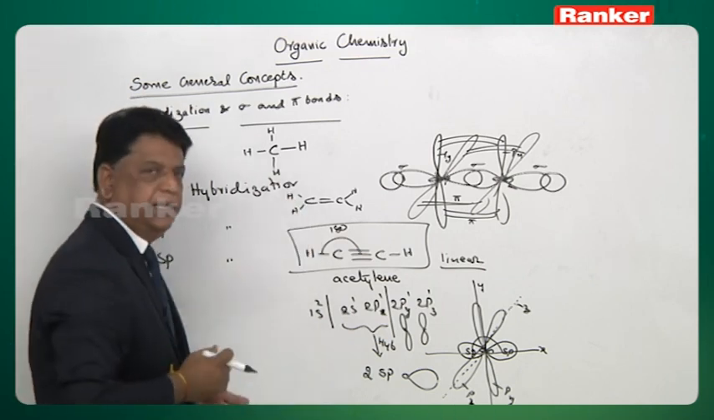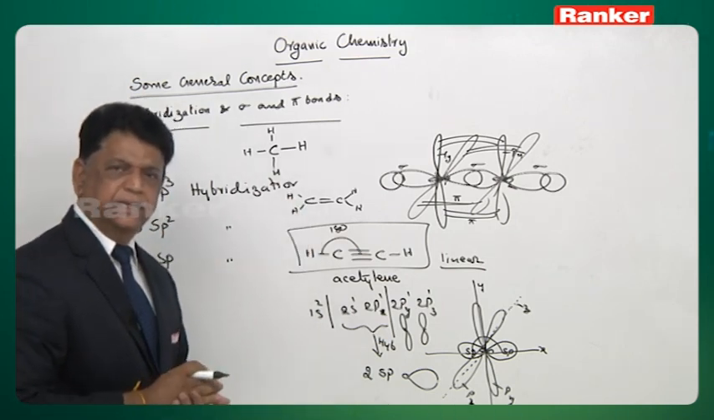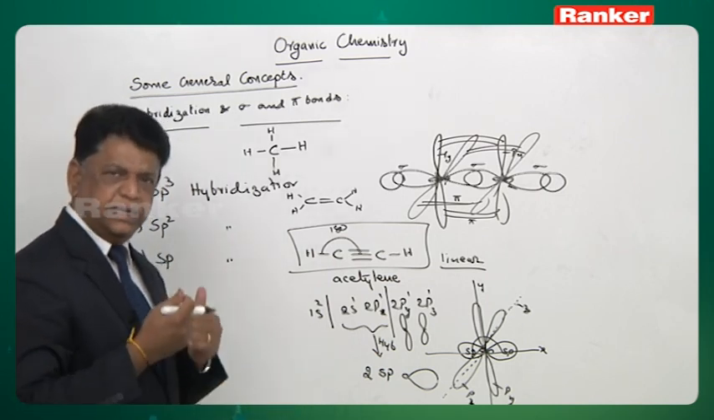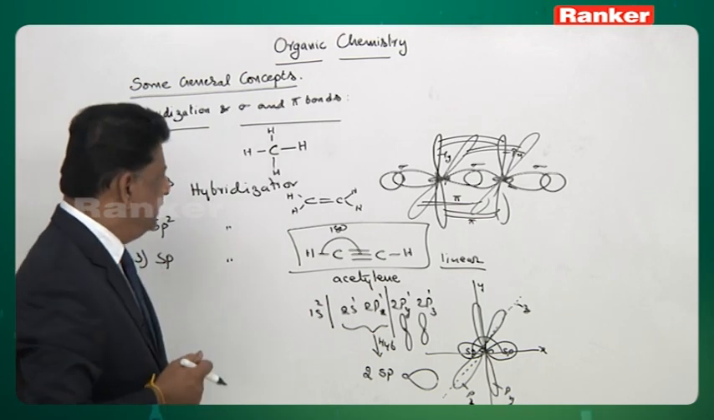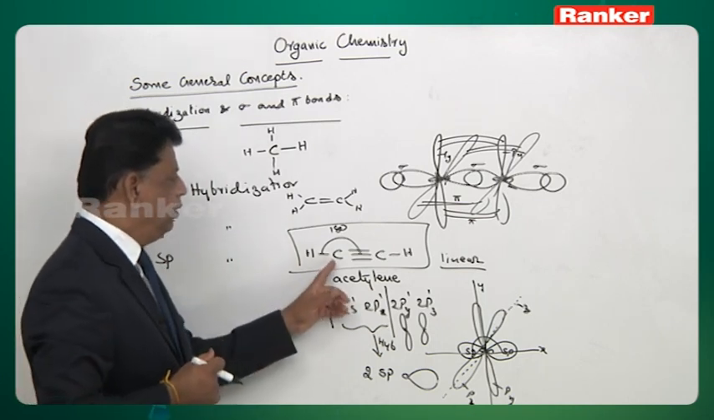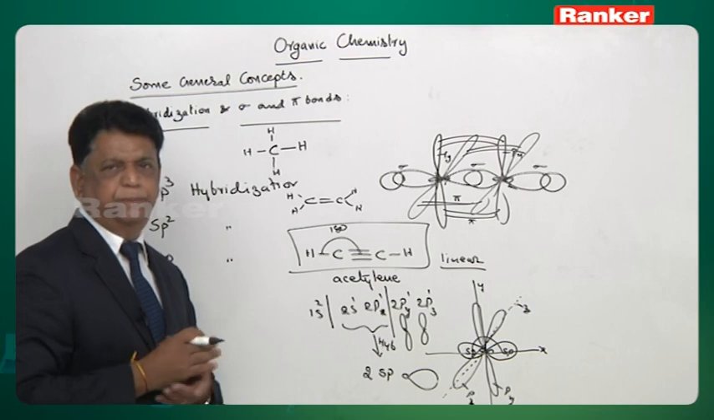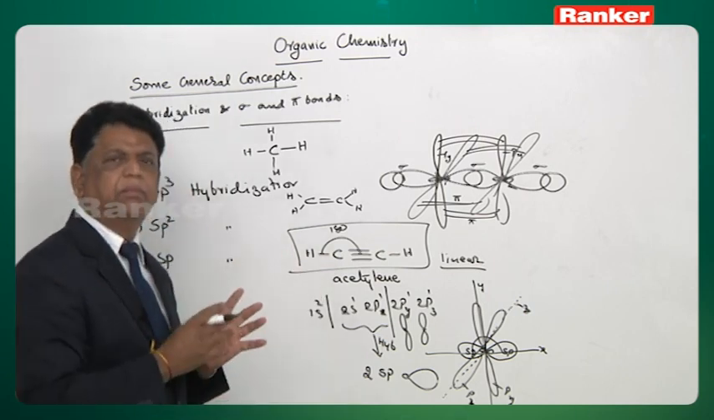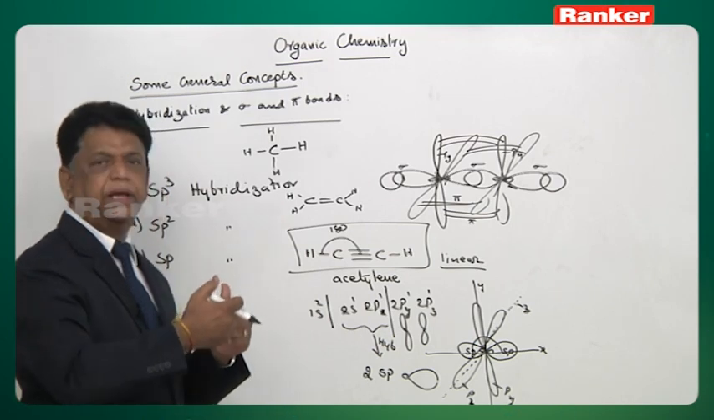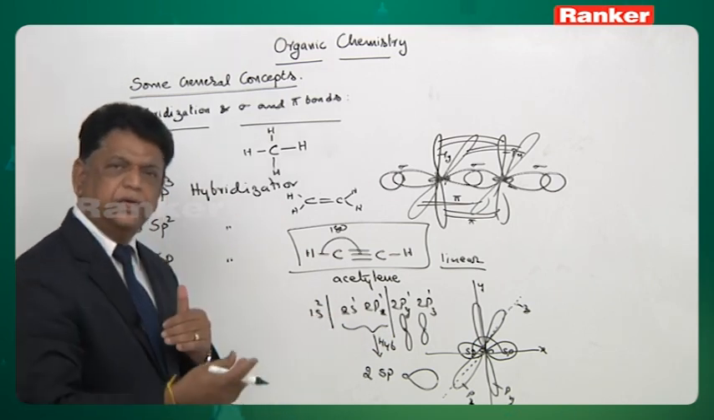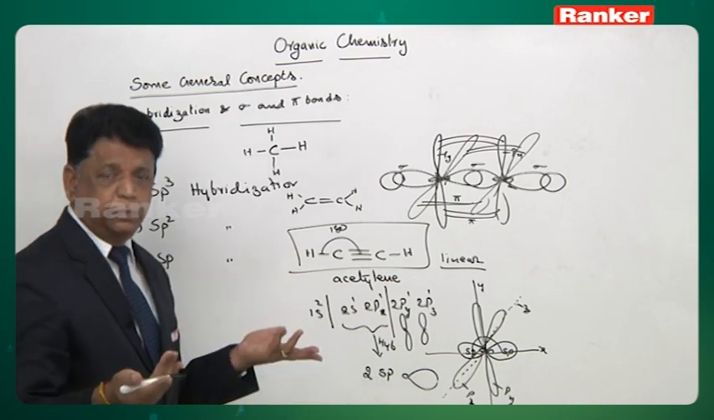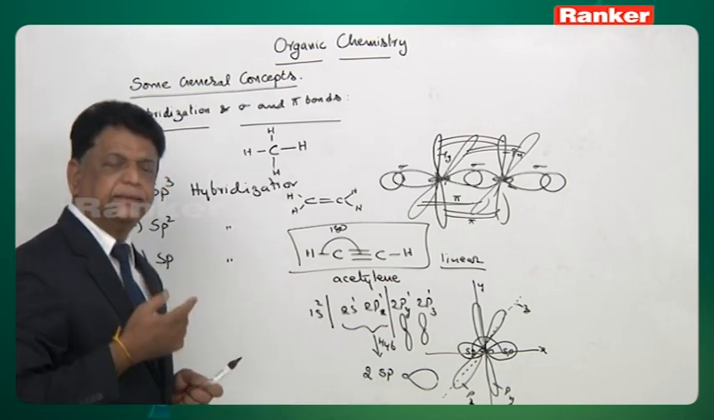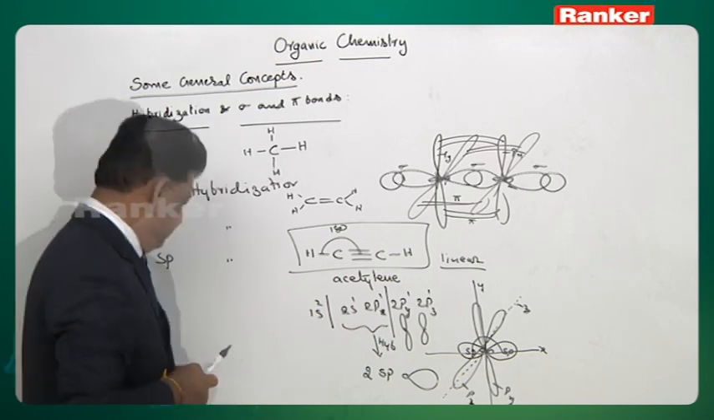Now, let us take some more, little more complicated examples for sp3, sp2 and sp. It is not necessary that in a given molecule both the atoms should have the same hybridization, because hybridization is a concern of that particular carbon. So, the first carbon may be sp3, the second carbon may be sp2, the next carbon may be sp, and so on. Let us discuss what type of hybridization.